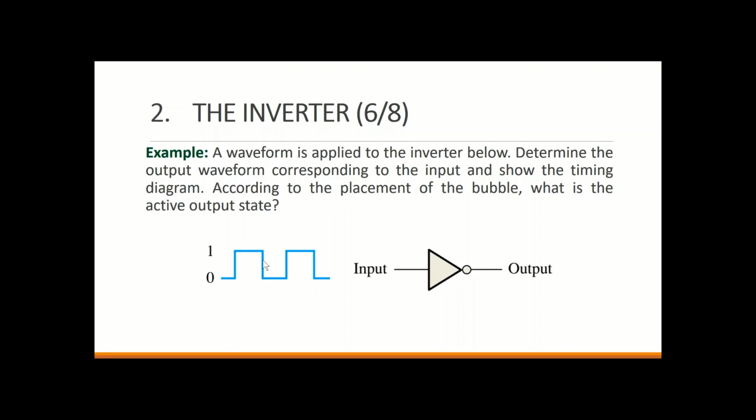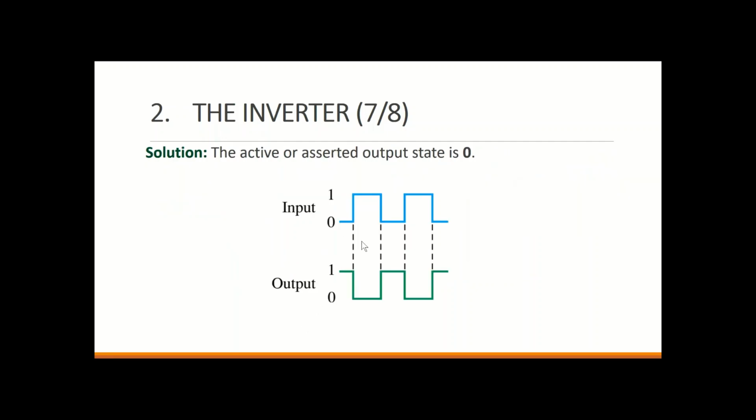Again here, 1 is changed to 0. Again here, 0 is changed to 1. Again here. Then you need to draw. Draw what? When the input is 0, that means the output is 1. When the input is 1, then the output is 0, 1, 0, 1, etc. This is exactly what we do.